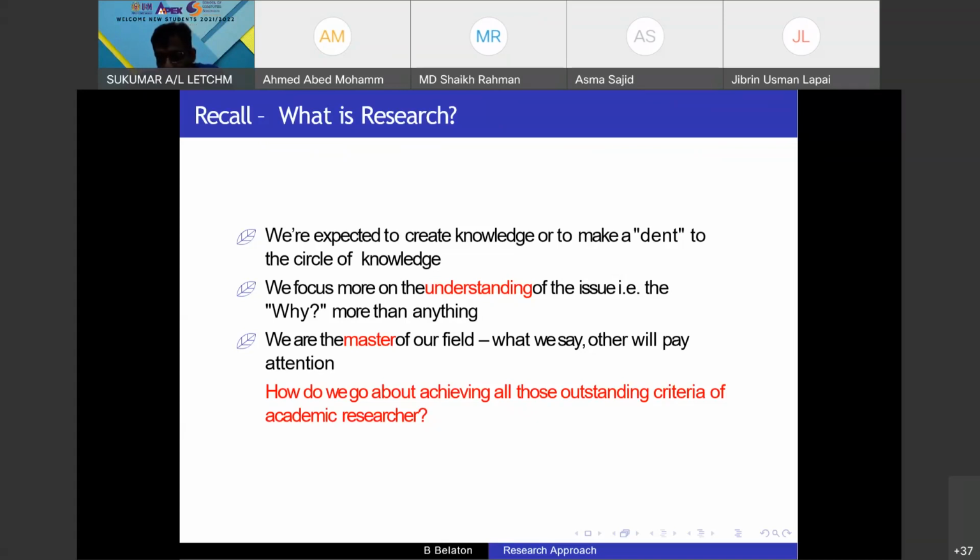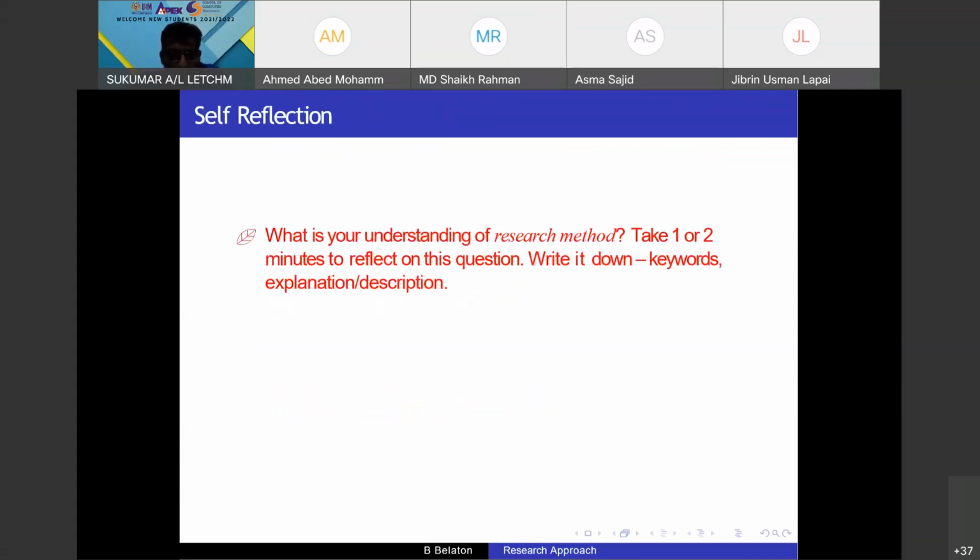Okay, what is your understanding of research method? Take 1 or 2 minutes to reflect on this question. Write down keywords, explanation, and discussion. Can you do that? Normally we do this in the class. Self-reflection: what do you understand about research method? Can any one of you explain without taking your paper to write? Maybe you can just try. What is the research method?